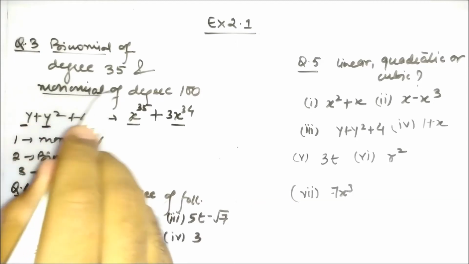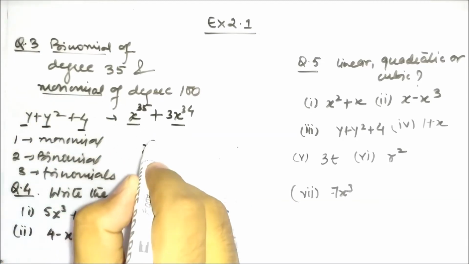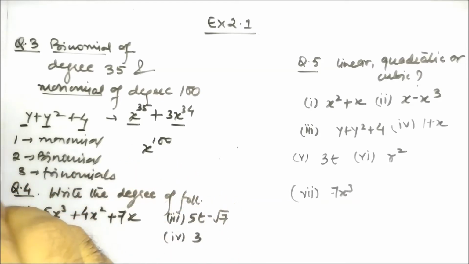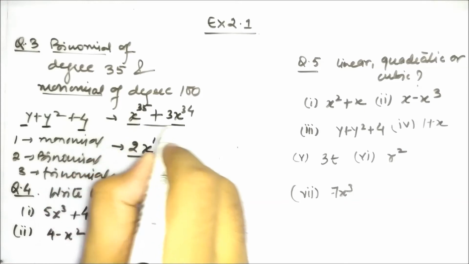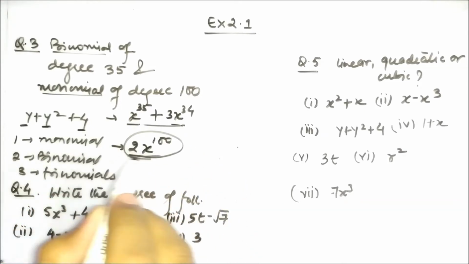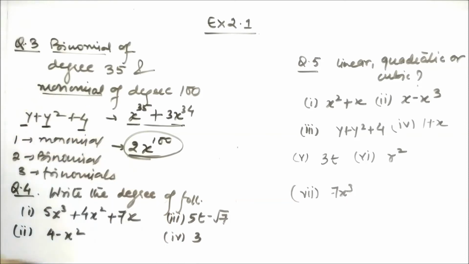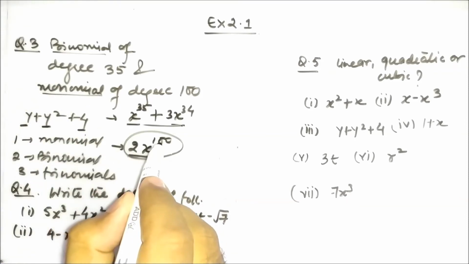Okay. Next is a monomial of degree 100. Degree 100 means the variable should have a highest power of 100. Okay. So you can take this as an example. Again, this is having one term only. There is no plus or minus sign mentioned here. So it is a monomial and the power of the variable is 100. So it is a monomial of degree 100.